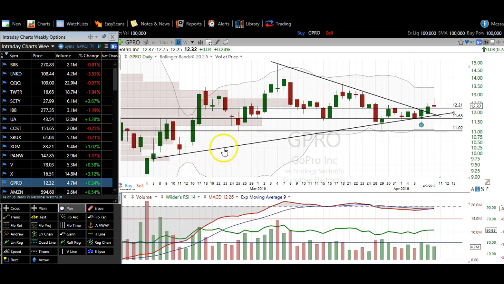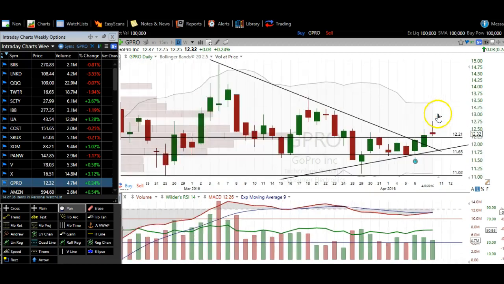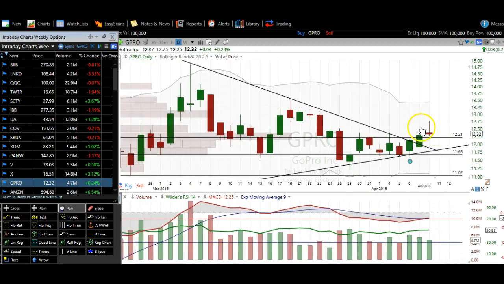We've also got this uptrend line support. 1, 2, 3, 4, 5, 6, 7, 8, 9, 10 touches. Really nice uptrend line support. We are over this about 12.20-ish resistance. Not the friendliest looking candle that we got on Friday, but again, it's still above resistance, and we are still making higher highs and higher lows, which is the most important thing.